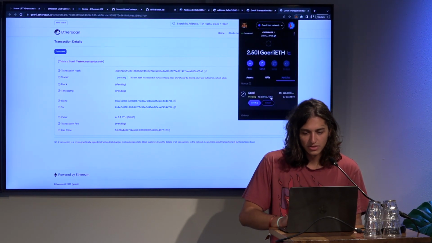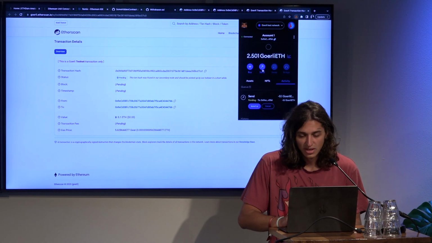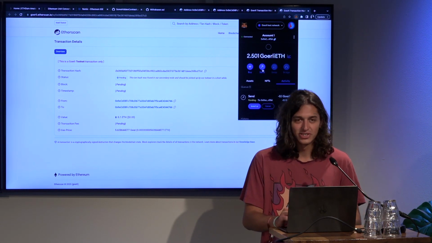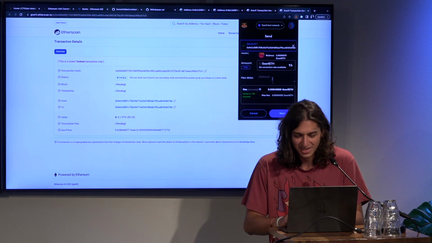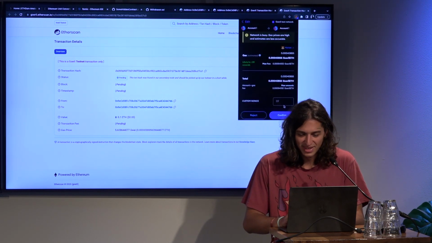Yeah, and I don't know for what reason, but MetaMask sometimes fails with exactly this kind of transaction. I noticed it when I was testing it. So we just need to send it twice, but I don't know for what reason. It's just some strange stuff.